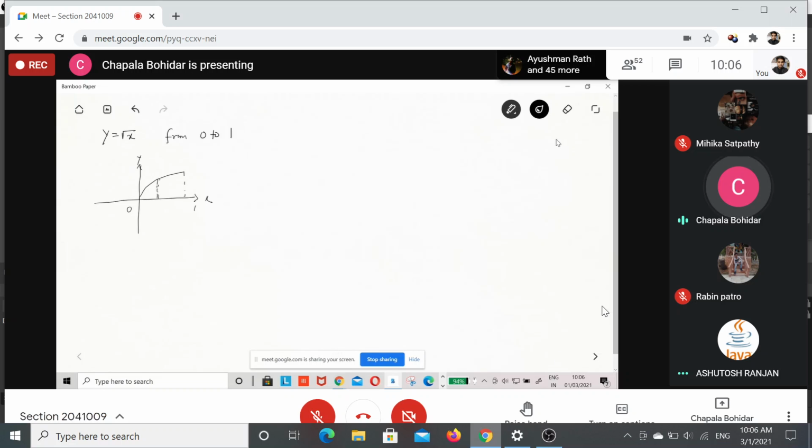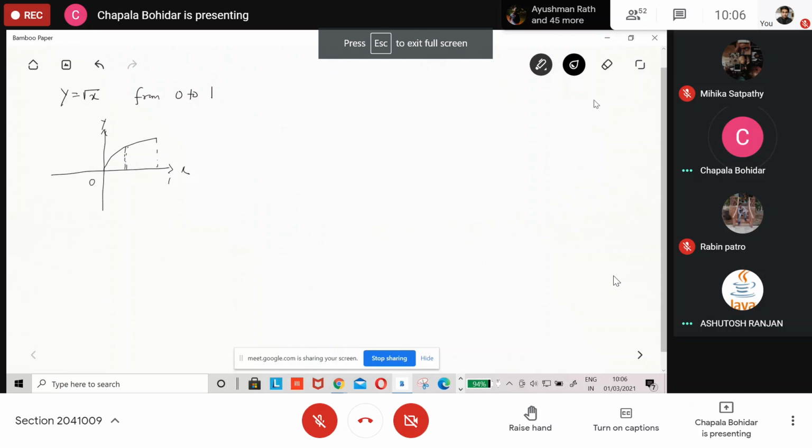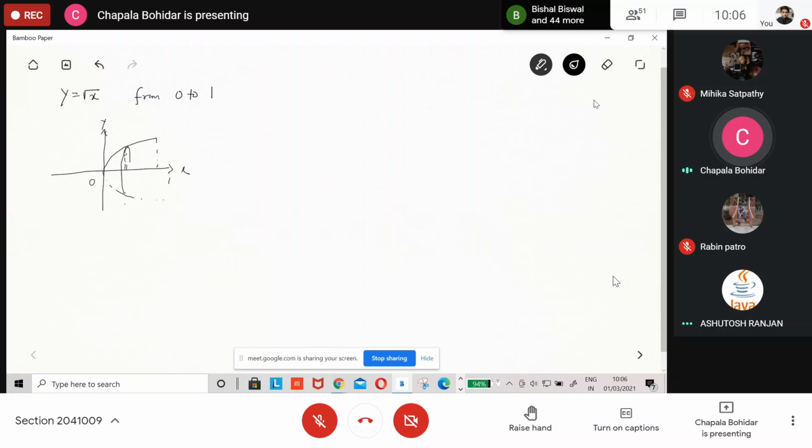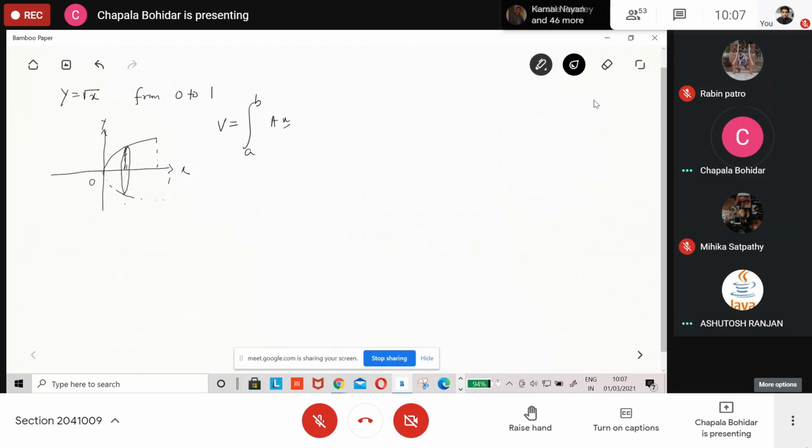When this cross section rotates, it will form a circle like this. Here you see that it will form a circle cross section. So the radius of the circle, we know the area of this cross section. What is our volume? Volume V is equal to the integral from a to b of A(x) dx.